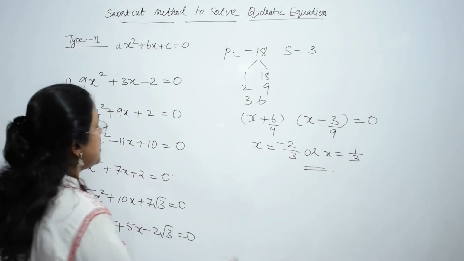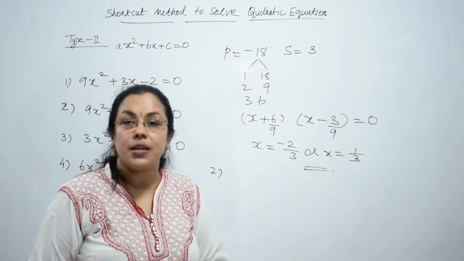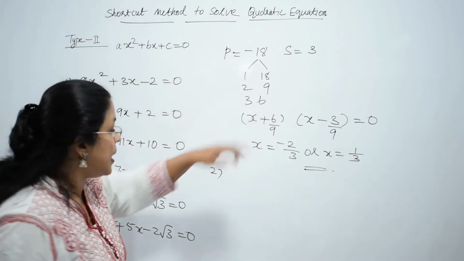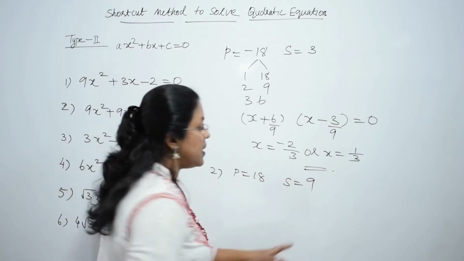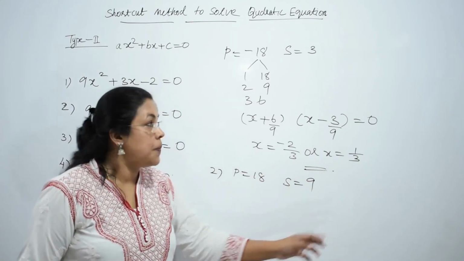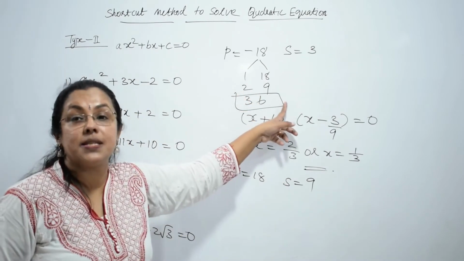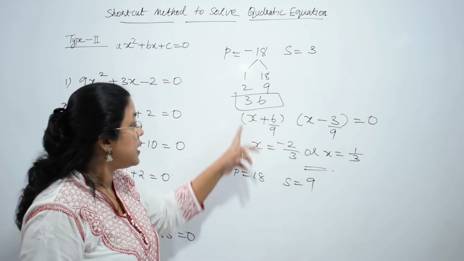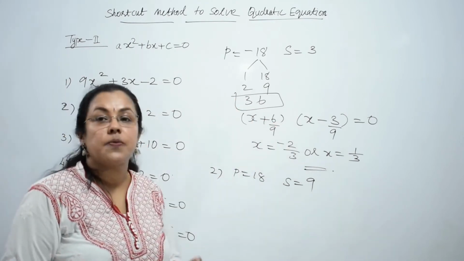Now the next question, 9x square plus 9x plus 2 is equal to 0. Again same, product is equal to 18 and sum is equal to 9. Which pair satisfies the condition? Again 3, 6, plus 3 and plus 6. 3 sixes are 18, 3 plus 6 is 9. So which pair satisfies the condition?